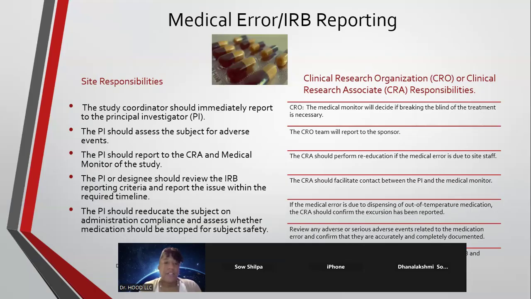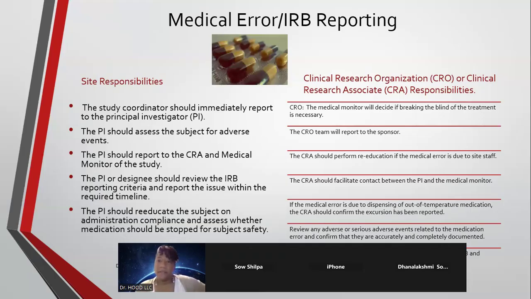And the PI should re-educate the subject on administration and compliance, and assess whether the medication should be stopped for the subject's safety. So if the medication error was due to the subject, then the PI should re-educate that person. Now, the study coordinator could do it, but since this is a serious matter, it probably should come from the principal investigator or a medically qualified staff. So if the sub-I is available, and that sub-I is an MD, nurse practitioner, or physician assistant, they should be the ones to talk to that subject about that medication error.